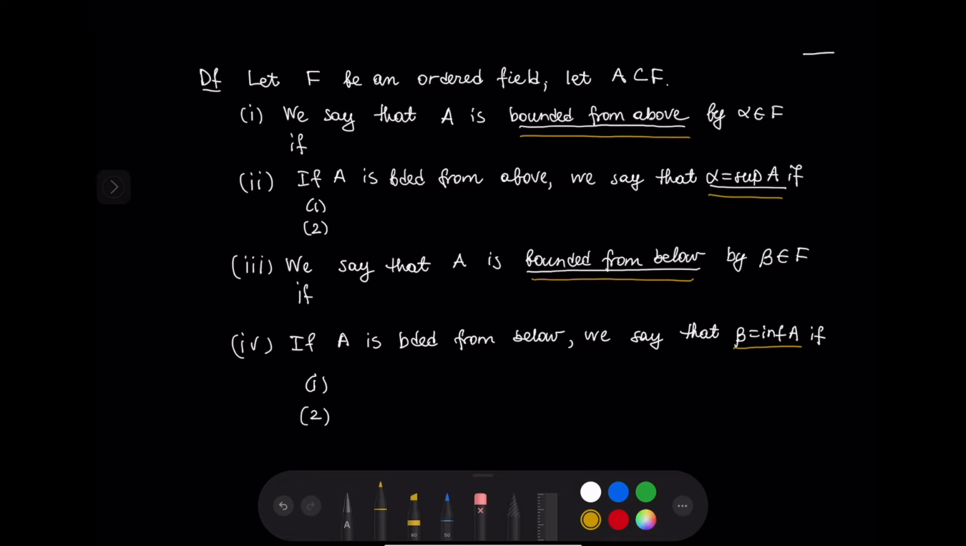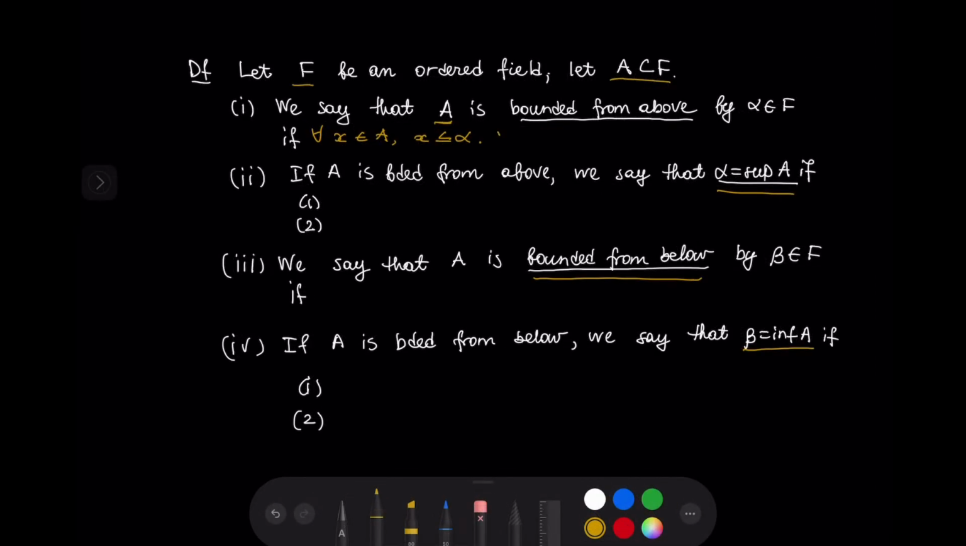All right, so we are going to do this for any ordered field just because we can, but of course the set of real numbers is an ordered field, so this definition is true for the set of real numbers. Okay, so let F be an ordered field and let A be a subset of F. We say that A is bounded from above by an element alpha in F if for every x in A, x is less than or equal to alpha. And in this case, alpha is called an upper bound of A.